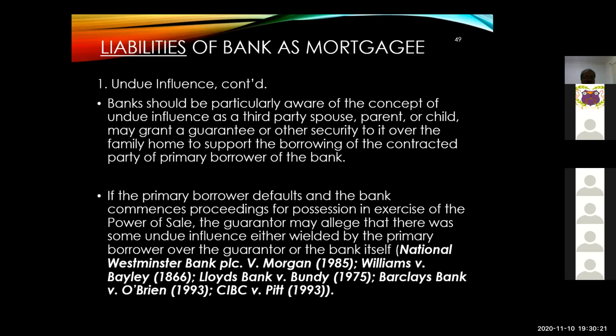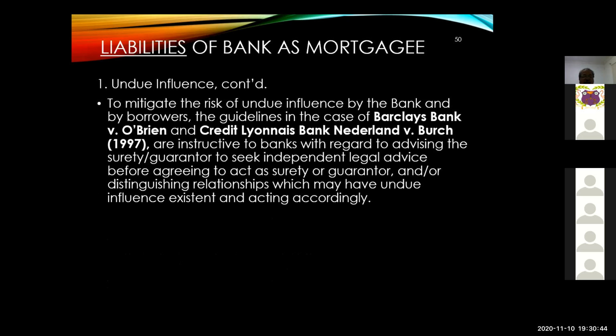Because of this risk of undue influence being alleged by the person who has pledged, this is where the other point comes in. To mitigate the risk of undue influence by the bank and by borrowers, the guidelines in the case of Barclays Bank et al. are instructive to banks with regard to advising the surety or the guarantor or obligor to seek independent legal advice before agreeing to act as surety or guarantor or obligor, and distinguishing relationships which may have undue influence existent and acting accordingly.